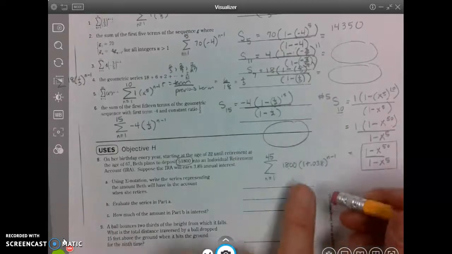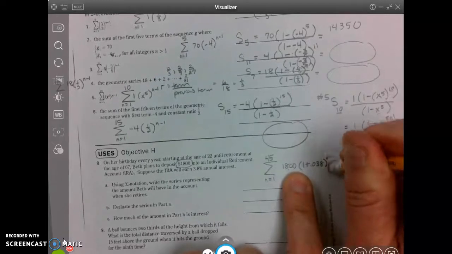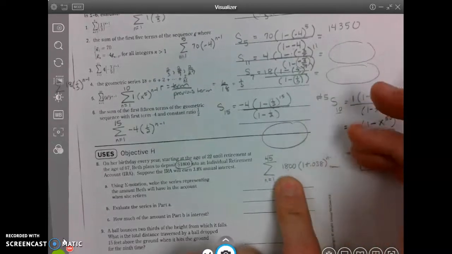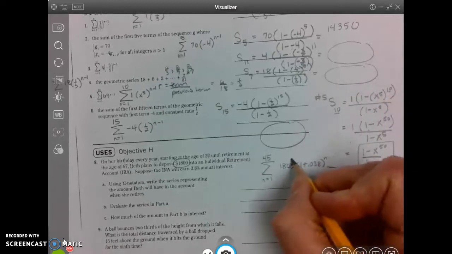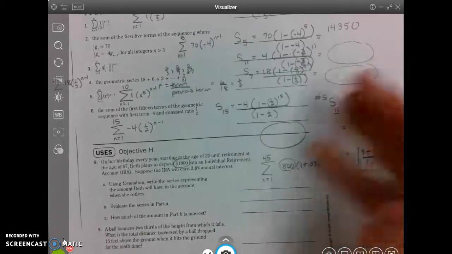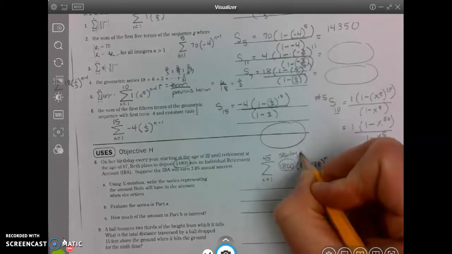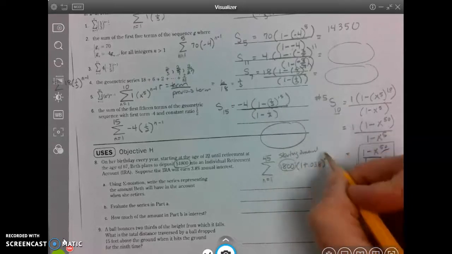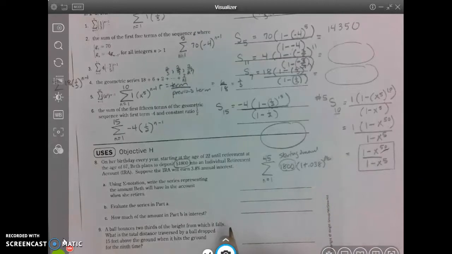And actually right here, I did say to the n minus 1. This should just be to the nth power, because we said that the 1,800 was not the first term, it was the starting amount. You guys are probably like, wait a second, Miss Liz, you just said it was the starting amount. Yes, this is the starting amount. I'm going to label that so I don't forget that again. That's the starting amount, which means this is to the nth power, not to the n minus 1. If we want to write it using n minus 1, we're going to have to find that first term.